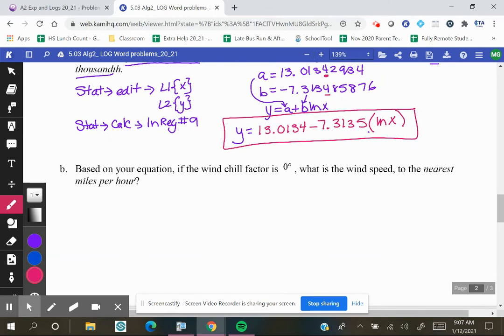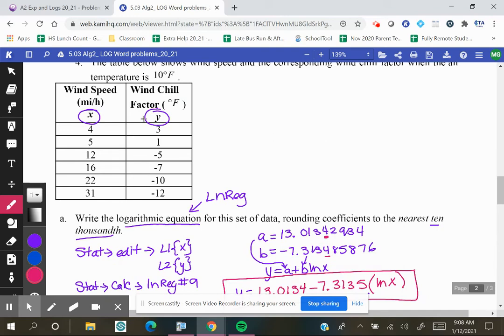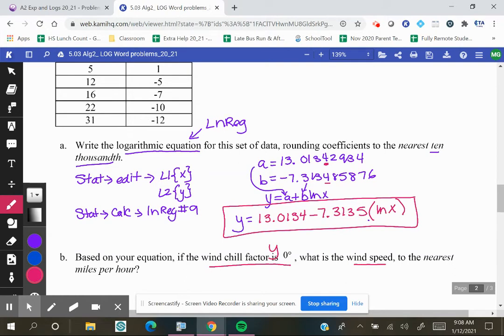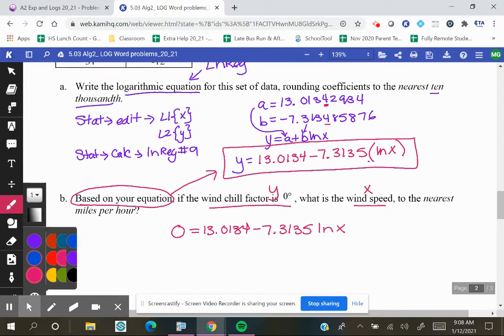All right, based on your equation, if the wind chill factor is 0, what is the wind speed? Let's go up to our table again to figure out which of those we're looking at. So wind speed is x and wind chill is y. So wind chill is y, so we're putting in a y is going to be 0, and I want to find the x. So I'm just going to use my new equation here that I just found, and I'm going to substitute in. So I'm going to put in a 0 in for y. And I want to solve for x.